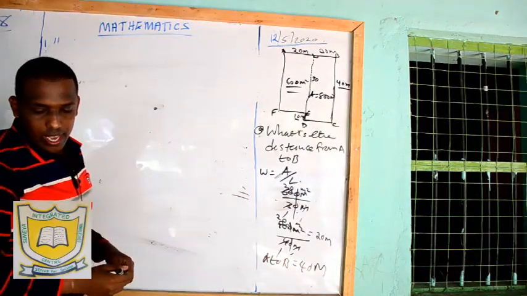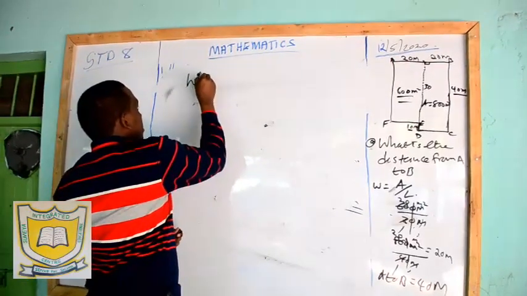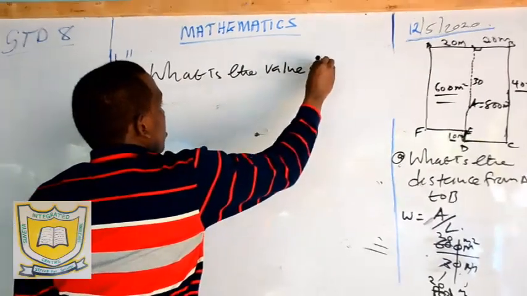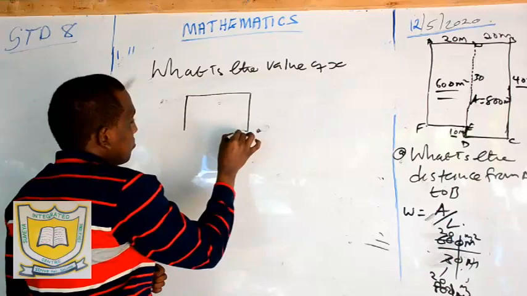There's also another figure here. They said, what is the value of x? Then there is this rectangle.